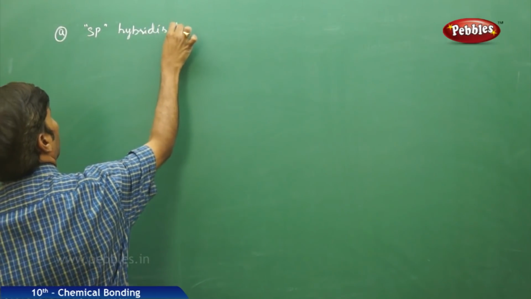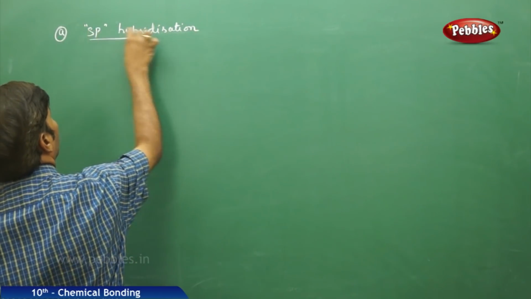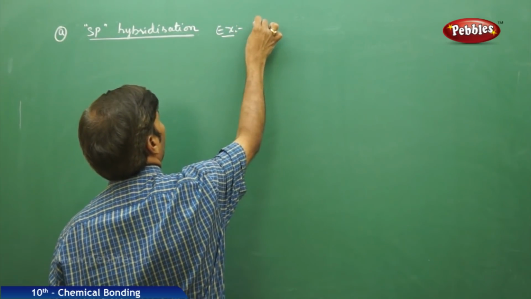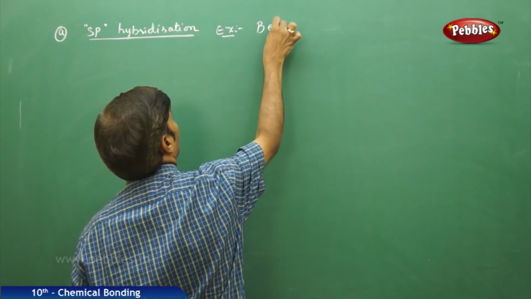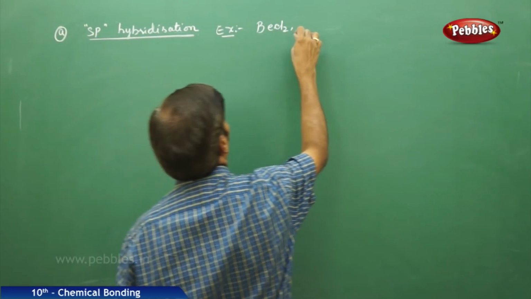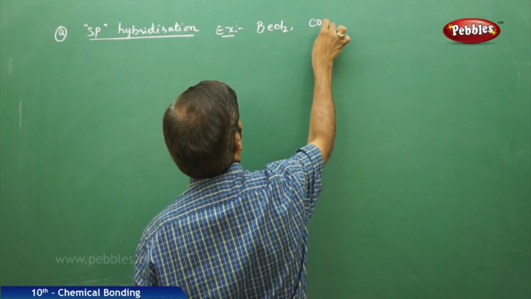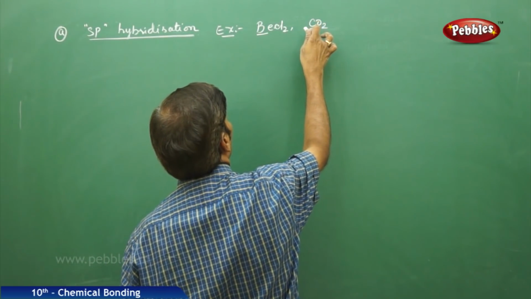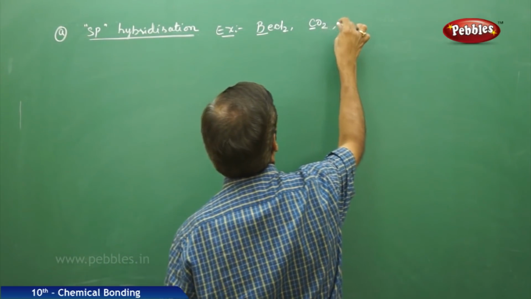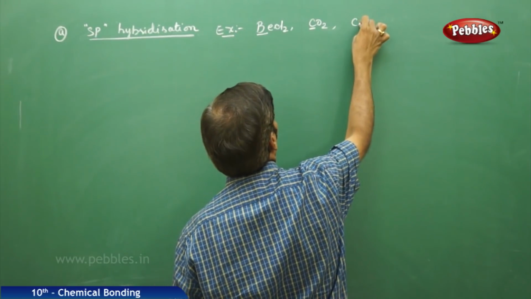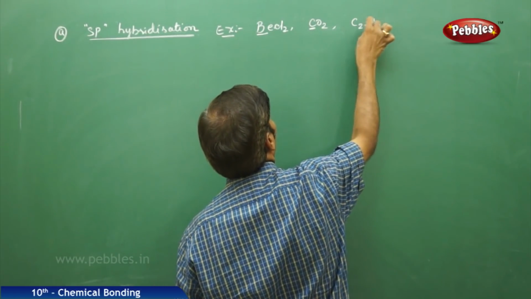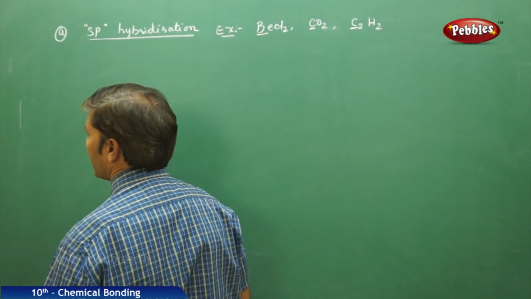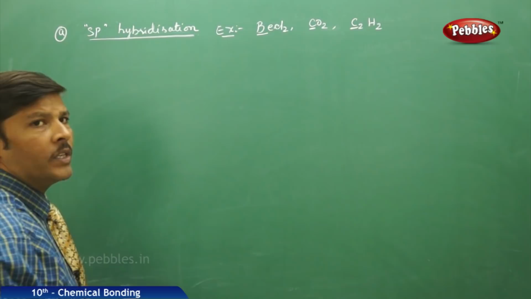If you go for sp hybridization examples, you can take beryllium chloride, you can take carbon dioxide. In beryllium chloride, beryllium undergoes sp hybridization, in carbon dioxide, carbon undergoes sp hybridization. You can even take C2H2, acetylene, it's an organic hydrocarbon, acetylene. In acetylene carbon also undergoes sp hybridization.